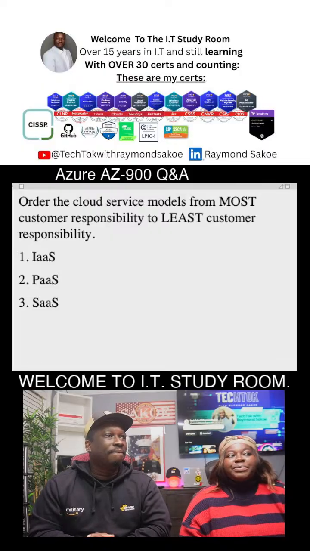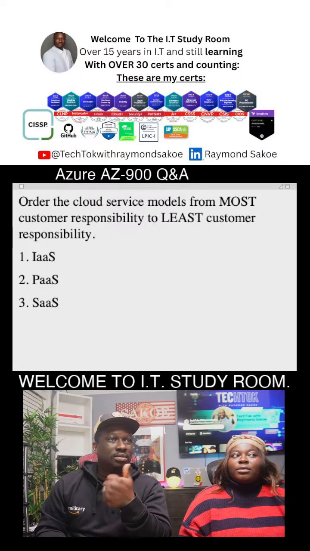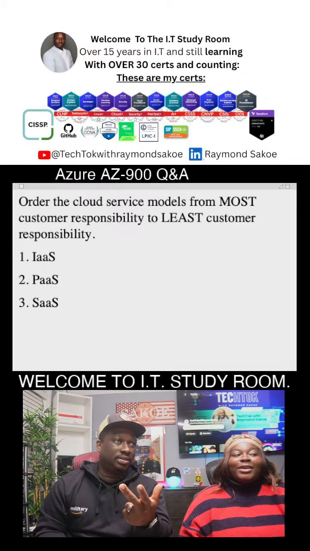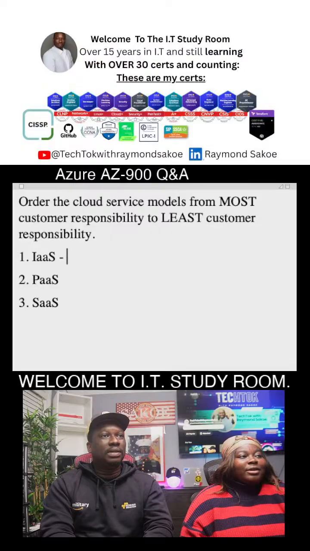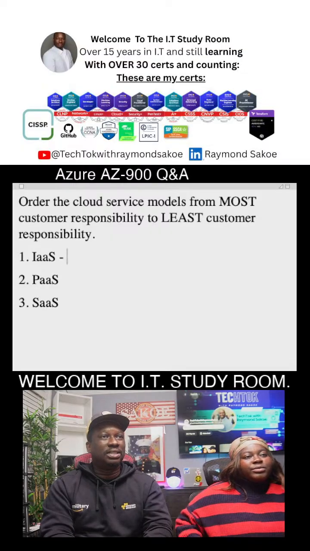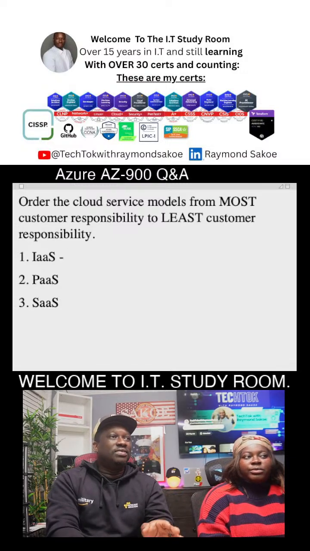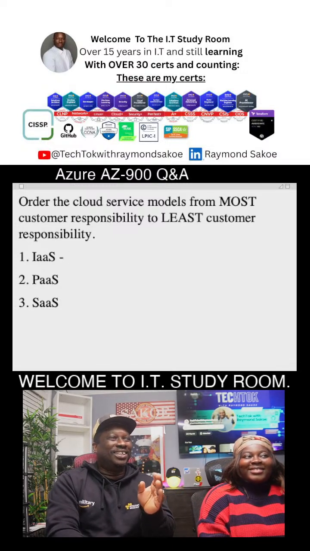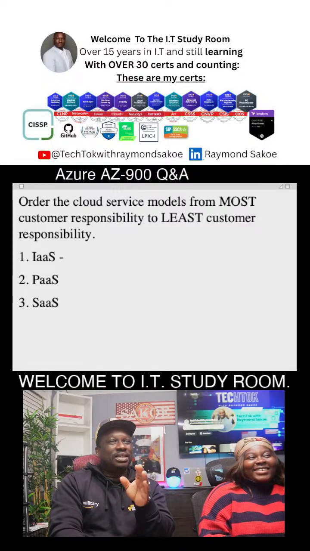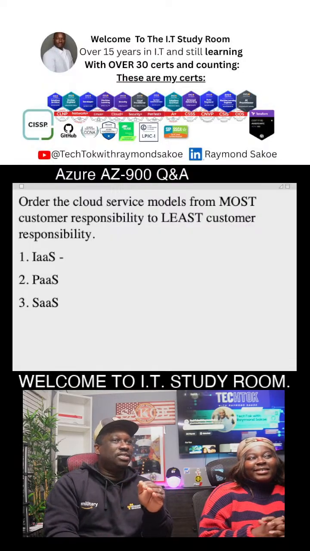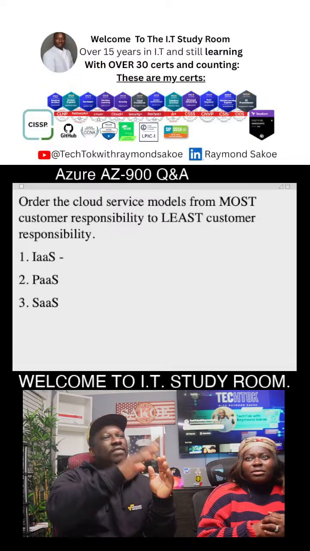What's the answer? The answer will be 1, 2, 3. Because with infrastructure as a service, the cloud service provider gives you the infrastructure, and you can build whatever you want on it.